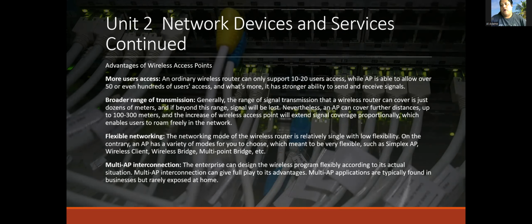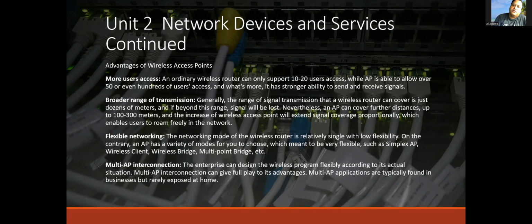So, broader range of transmission. Generally, the range of signal transmission that a wireless router can cover is just dozens of meters. If you had a wireless router in your house before and you haven't had a mesh network or an AP, which you can add at home but isn't recommended because it's more of an industrial thing, beyond the range, signal will be lost. That happens. Signal cuts out, right? If you have just one wireless router for a 2,000 square foot house, it's not going to be able to cover everything.